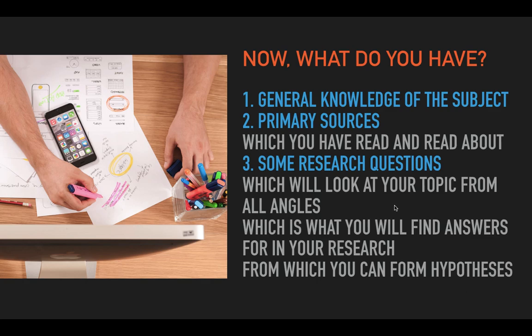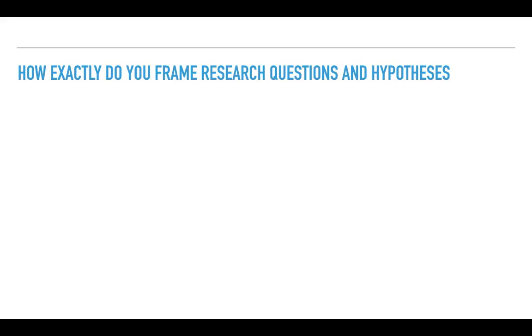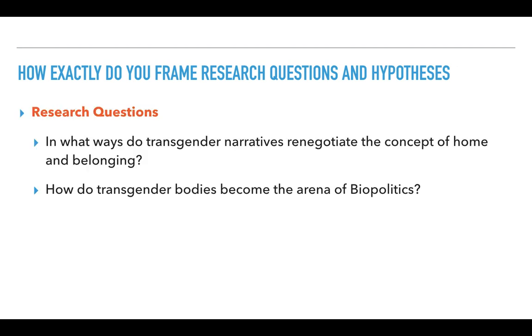Now, I'm sure you are not quite sure how to write the research questions or the hypotheses. So, how exactly do you do that? I will show you. Look at 2 research questions I have randomly made. You don't have to write exactly these questions from your reading. You should frame your own questions. My questions are, in what ways do transgender narratives renegotiate the concept of home and belonging?